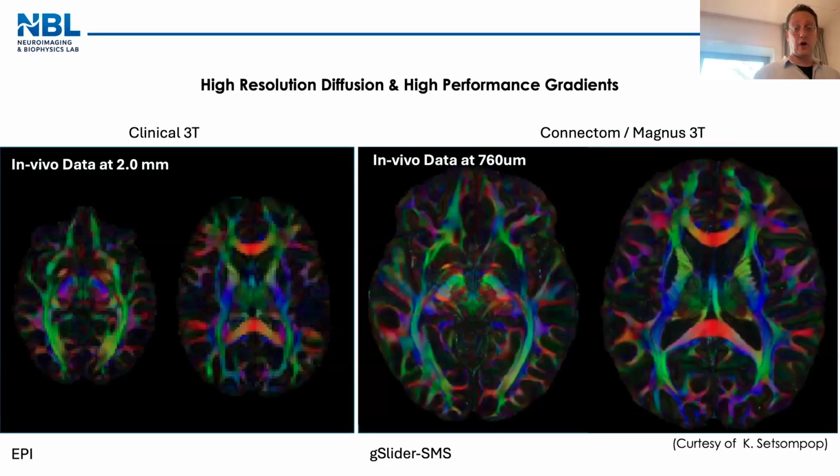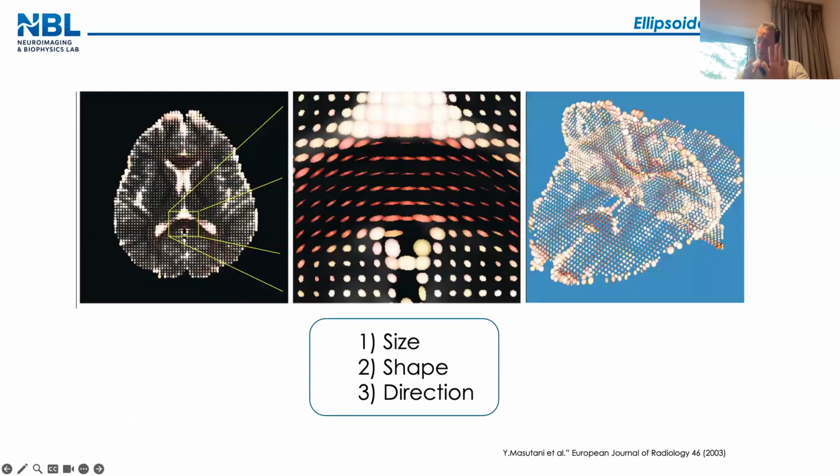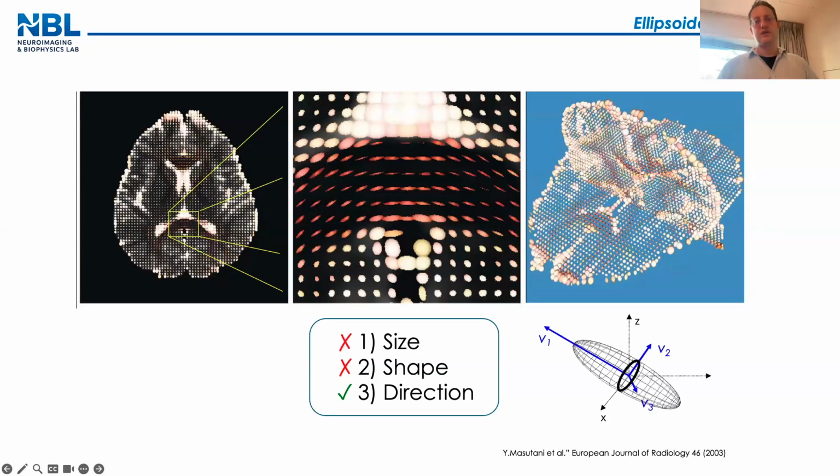Okay, so question. We said before that with the tensor, we have different sizes and shapes, we have mean diffusivity, we have FA, but we also have directions. If we look at this zoom of the spring, we see that these cigar shapes are actually showing a trajectory. If you use the principal eigenvector, the direction of maximum diffusivity, you can actually see that with this information, we can guess where the fibers are going, essentially.